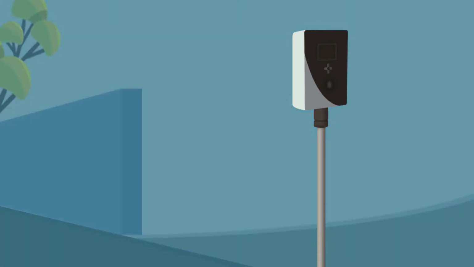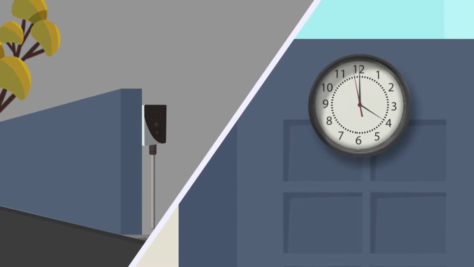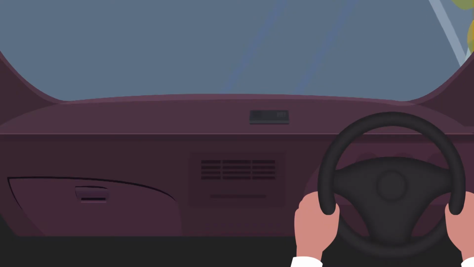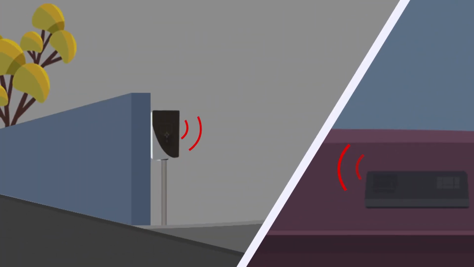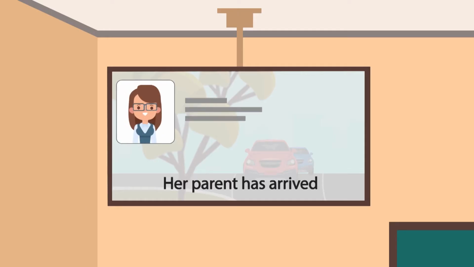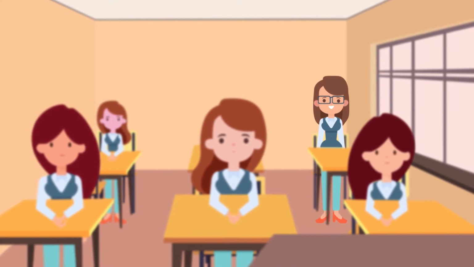This system consists of an RFID reader to be placed at the gate. This RFID reader shall detect the active RFID card in the car. On validation of a parent's identity, S-info screens in the classroom will notify students about the parent's arrival. Only then will the student leave the class.